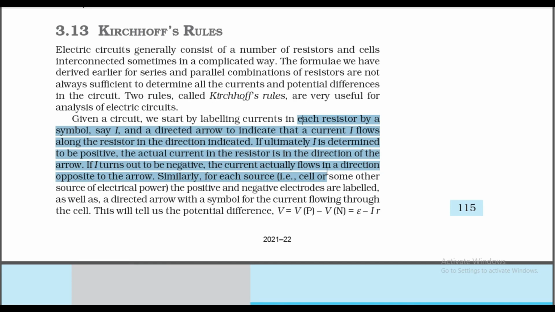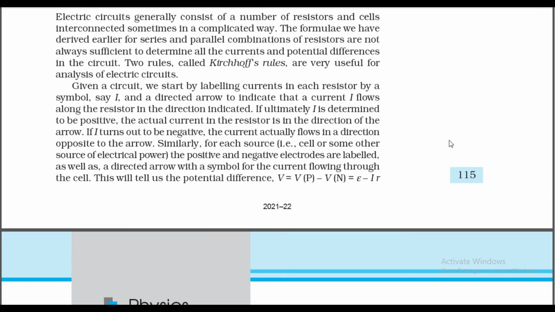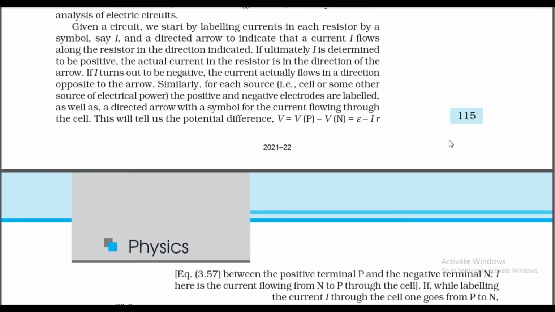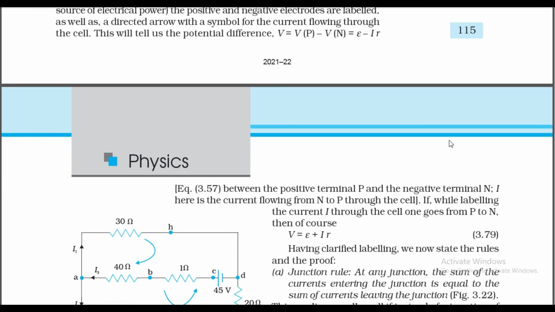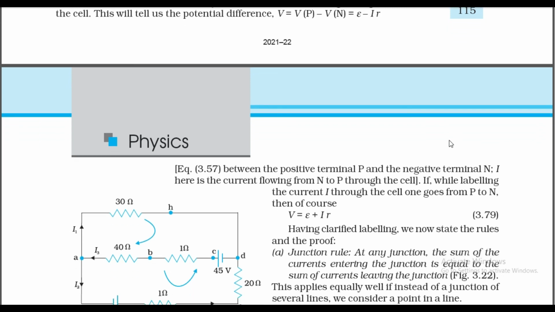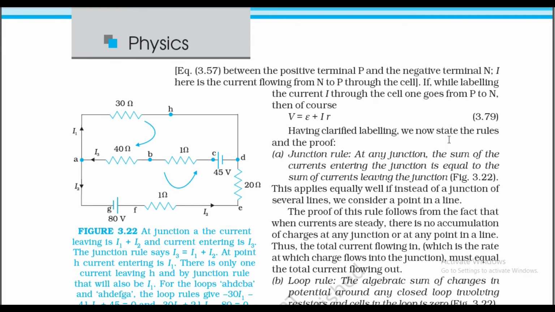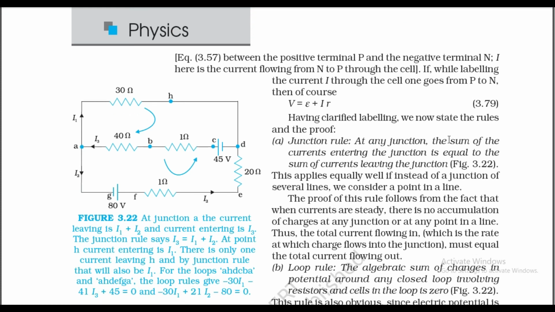Similarly, for each source, that is cells or some other source of electrical power, the positive and negative electrodes are labeled, as well as a directed arrow with a symbol for the current flowing through the cell. This will tell us the potential difference V is equal to Vp minus Vn is equal to epsilon minus I R, equation 3.57, between the positive terminal P and the negative terminal N. I here is the current flowing from N to P through the cell. If while labeling the current I through this cell, one goes from P to N, then of course V is equal to epsilon plus I R.